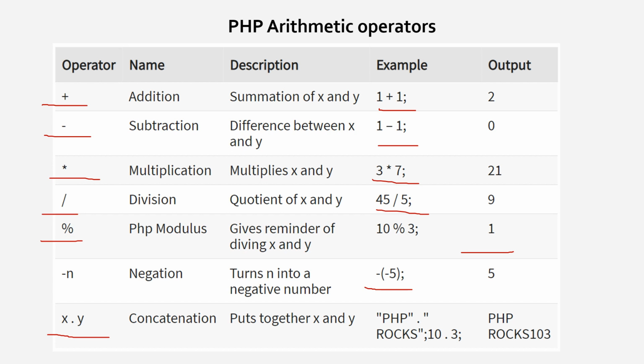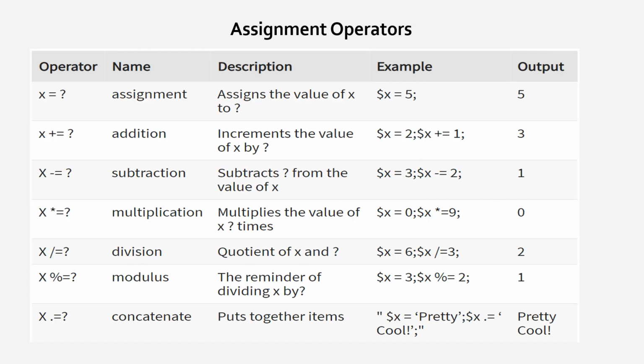Okay. Another important thing here is the concatenate operator. The concatenate operator is the dot. That is mainly used to concatenate two strings. See, this is one string that is concatenated to this particular string. That is possible in PHP. This is about arithmetic operators. And now we are going to discuss the assignment operator.